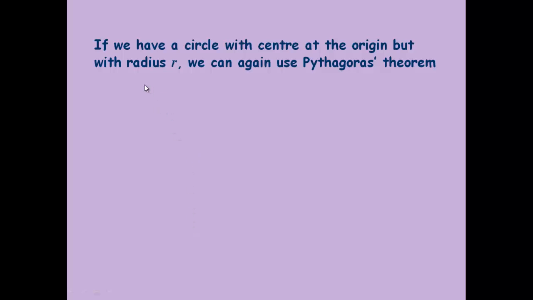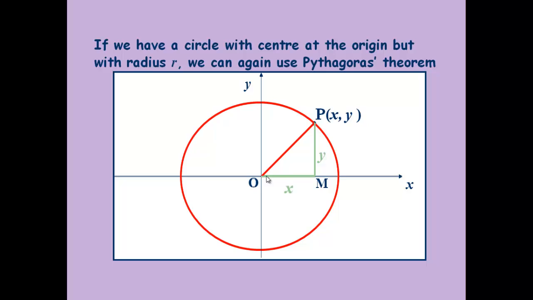We're now going to have a look at a more general equation for circles centred at the origin. Rather than using 1, we're now going to call this distance r, which is appropriate, isn't it, because it's the radius of the circle. And we can now see that using Pythagoras' theorem again, we get x squared plus y squared equals r squared. And this gives us a general equation for any circle that's centred at the origin.